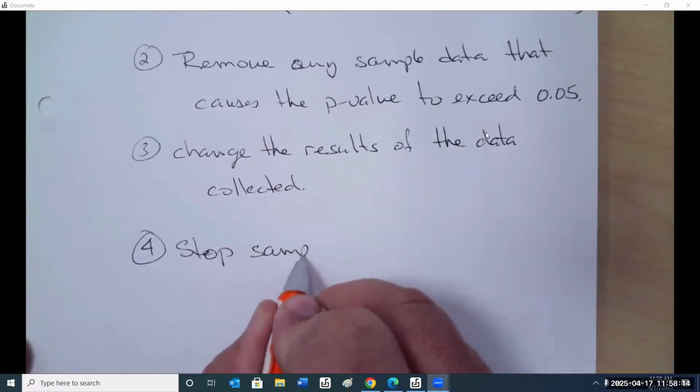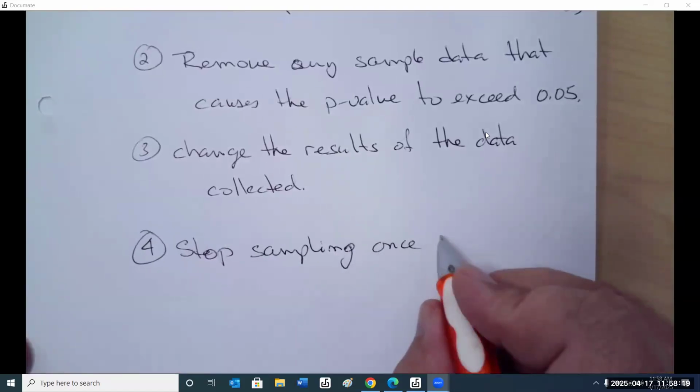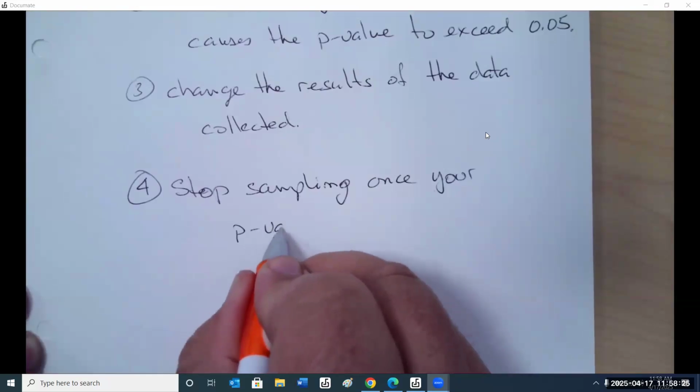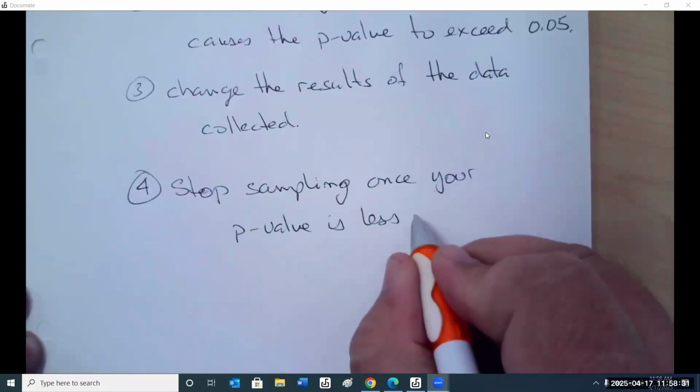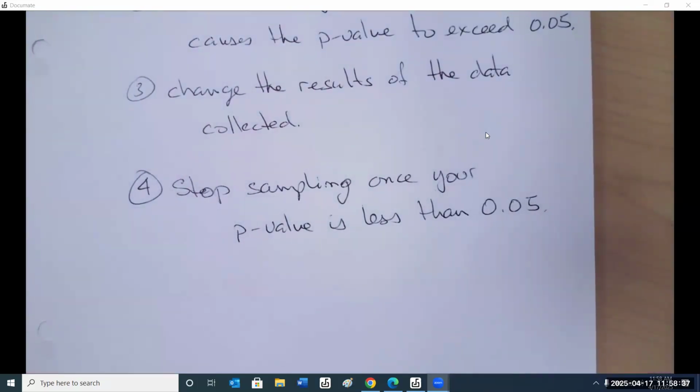Another one. Stop sampling, or stop collecting samples, once your p-value is less than 0.05. Can you think of anything else you can do? Because if you want to know ways of getting around the rules, ask a student. What ways could you think of that'll get you a result that you like?